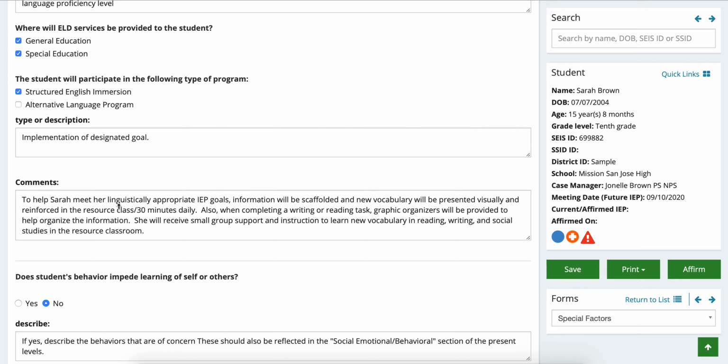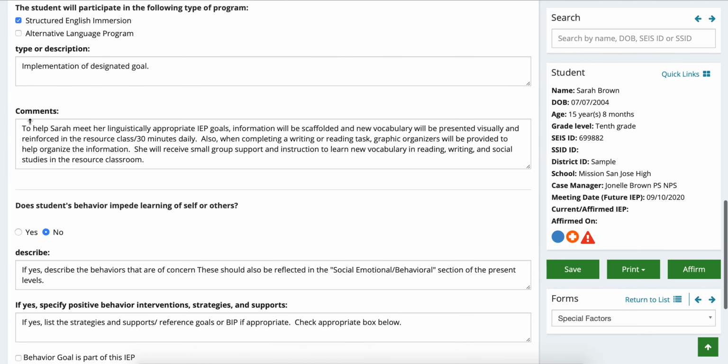All right. And then the comment section, if there's anything specific in regards to how you're going to be providing these ELD minutes and what that will look like inside of your program, you can just go ahead and describe that here in the comments.